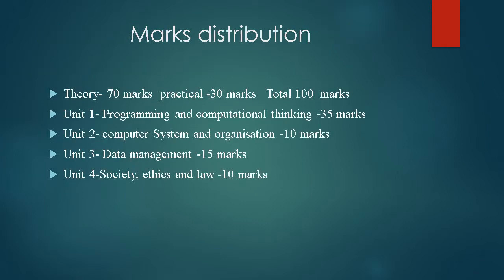So the mark distribution for computer science is theory 70 marks and practical 30 marks. Unit 1 we will have 35 marks. Questions will be coming for 35 marks from Unit 1, 10 marks from Unit 2, 15 marks from Unit 3 and 10 marks from Unit 4.